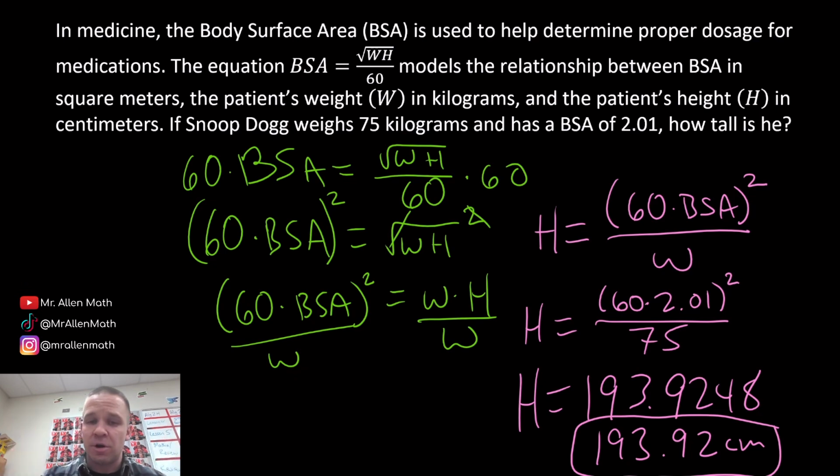The same process would occur if we're trying to solve for weight. It's just that in this step right here, I would have divided by H instead. And now I have it solved in terms of the weight.